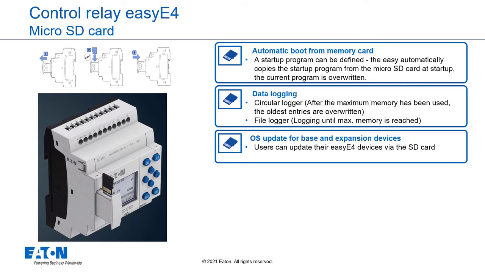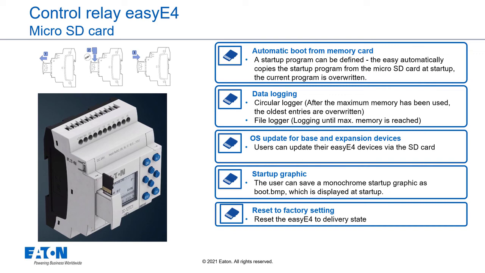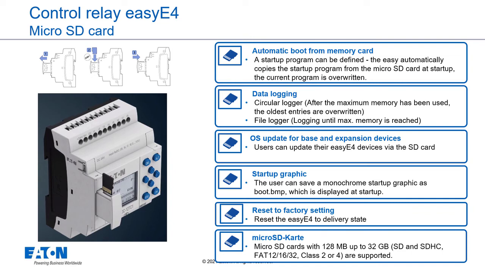Firmware updates for base and expansion devices can be performed using the memory card. A startup graphic can be saved as boot bitmap and displayed at the device startup. The memory card can be used to reset the easyE4 to the factory settings. MicroSD cards with 128 MB to 32 GB are supported by the easyE4. A microSD card with 2 GB is available as an accessory.